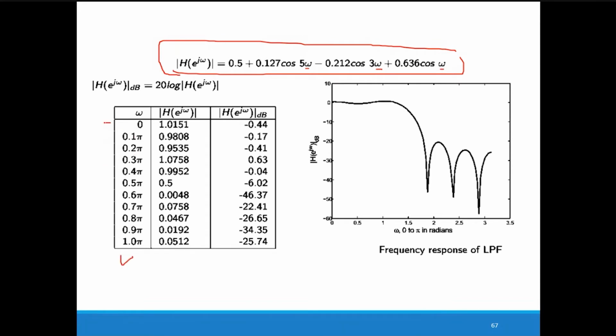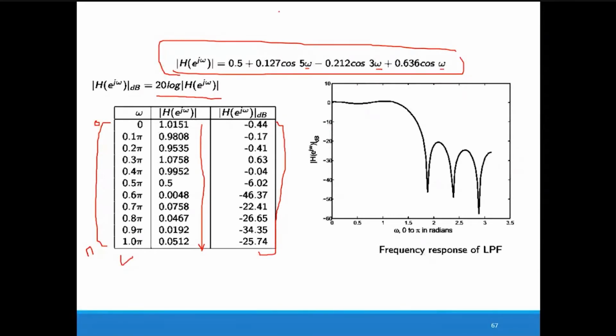So we are taking these values of omega from 0 to pi, divided in intervals of 0.1. Apply these values and you are getting these answers in this equation: 1.015, 0.9809 and so on. For the plotting we have to convert them into decibels. So you apply this equation, 20 log of the modulus of H(e^jomega). When you apply this, these will be the final answers for the magnitude response.